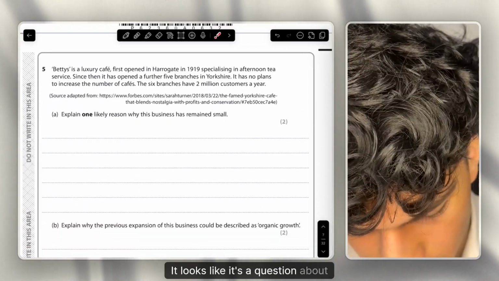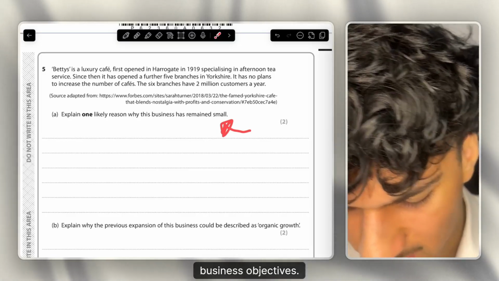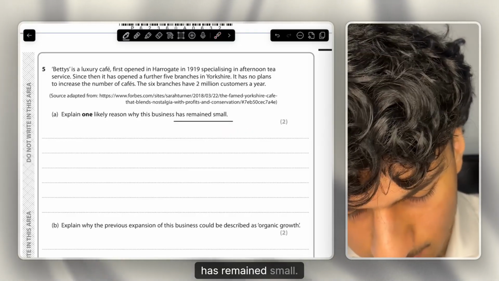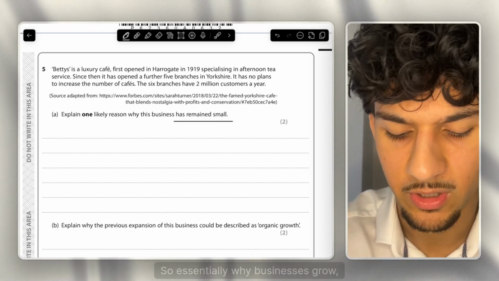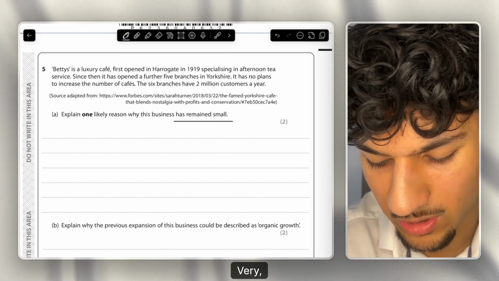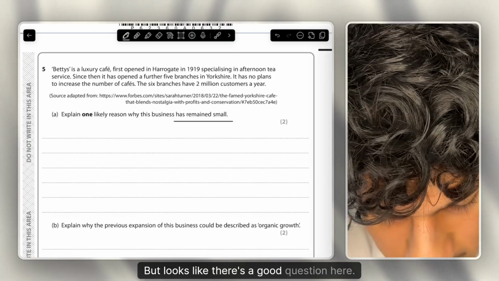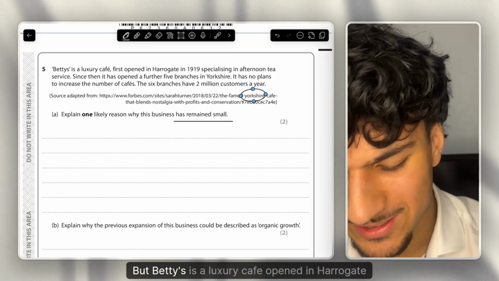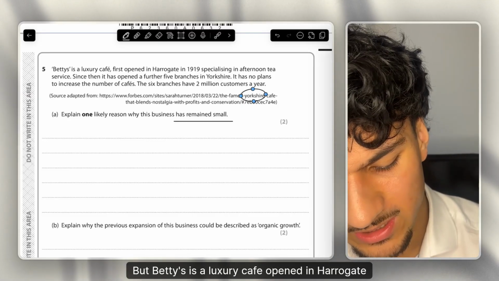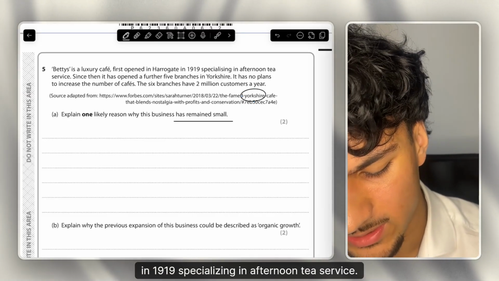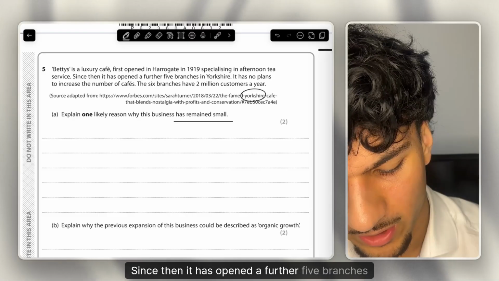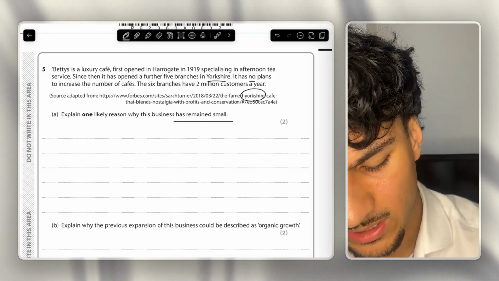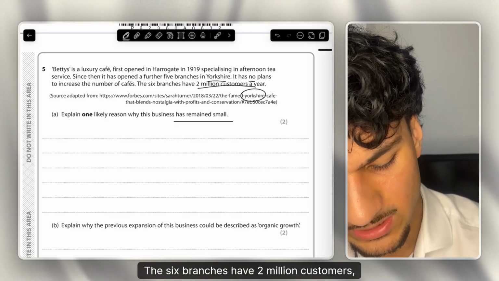It looks like it's a question about business objectives. Explain one likely reason why this business has remained small. So essentially, why businesses grow versus why businesses remain small. Very niche part of the spec, but it looks like there's a good question here. So let's have a read of the stimulus, and great shout out to Yorkshire there. Betty's is a luxury cafe opened in Harrogate in 1919, specialising in afternoon tea service. Since then, it has opened a further 5 branches in Yorkshire, and it has no plans to increase the number of cafes. The 6 branches have 2 million customers per year.